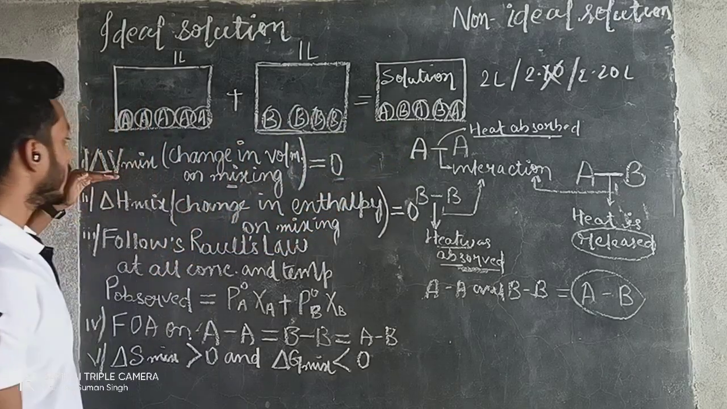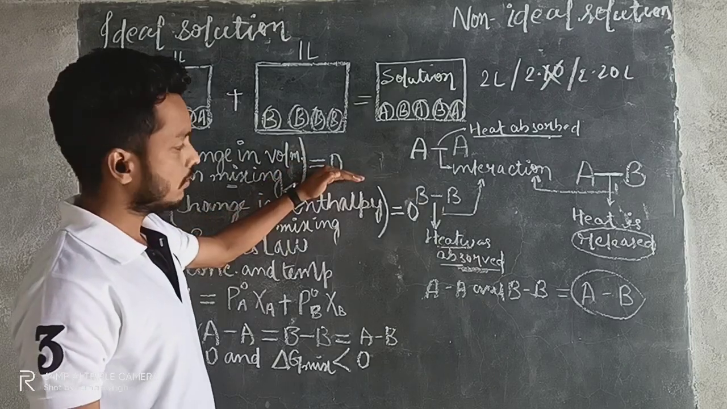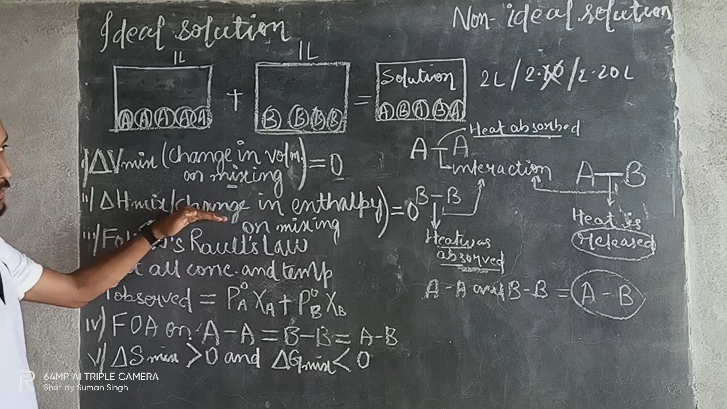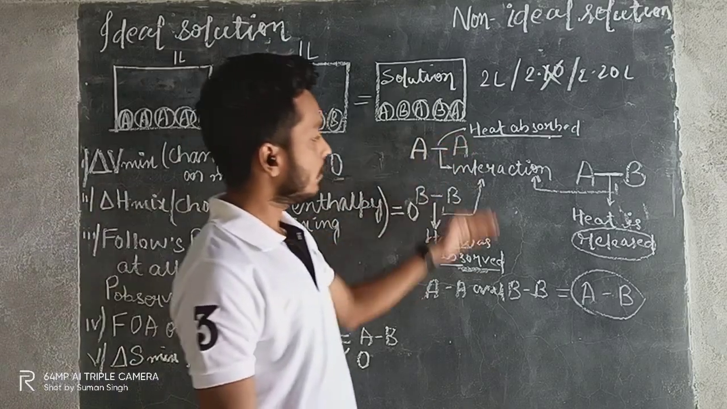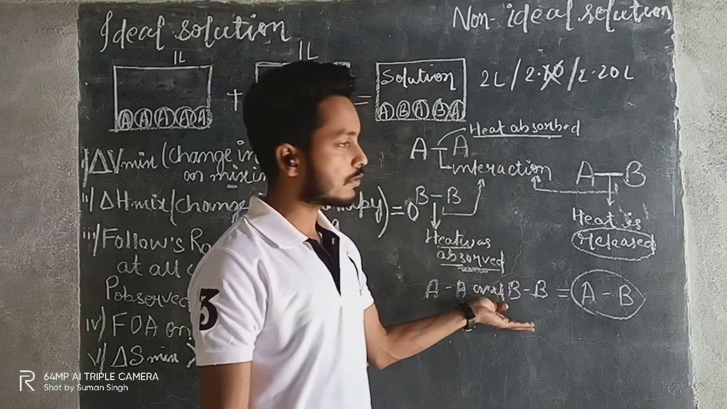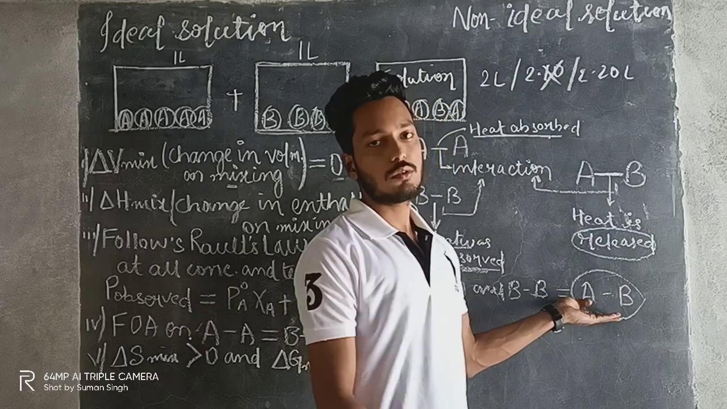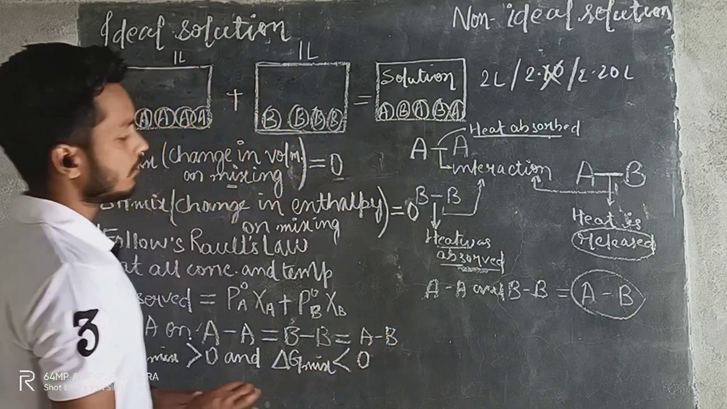First thing was, if there is no change in volume, then we can say it is an ideal solution. If there is no change in enthalpy, again it is an ideal solution. And if the heat absorbed during the formation of AA and BB is the same as the heat released during the formation of AB, then also we will call it an ideal solution.